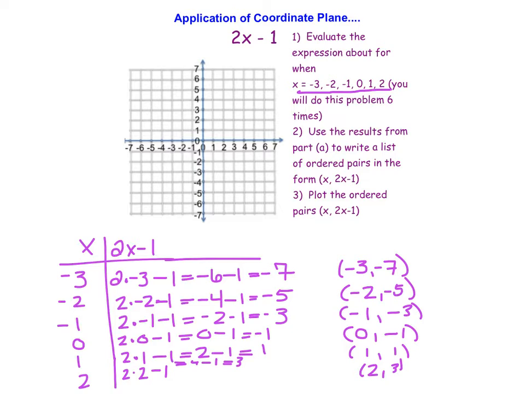So the last piece here is once we have all these points, we're going to plot them. So x is -3, y is -7. Then I have x is -2, y is -5. X is -1, y is -3. X is 0, y is -1. X is 1, y is 1, and x is 2, y is 3. So again, just another application of how we can apply coordinates and tying it in with our use of math expressions and evaluating math expressions.